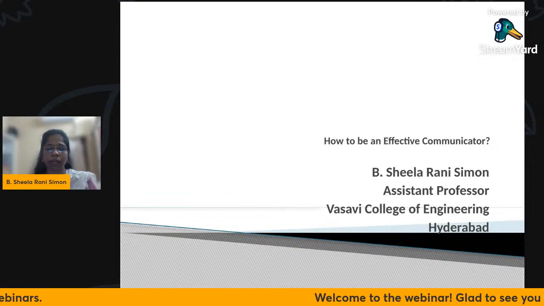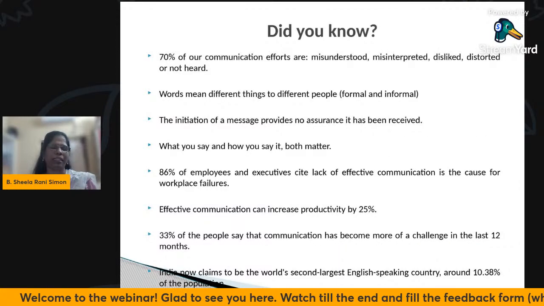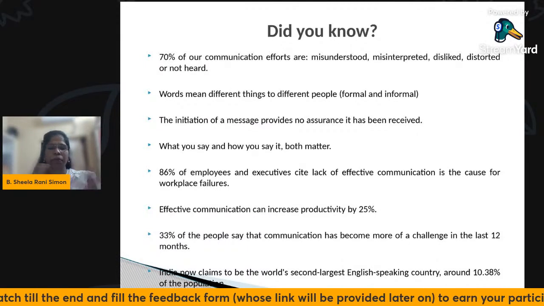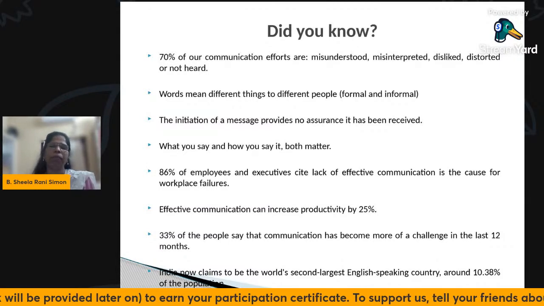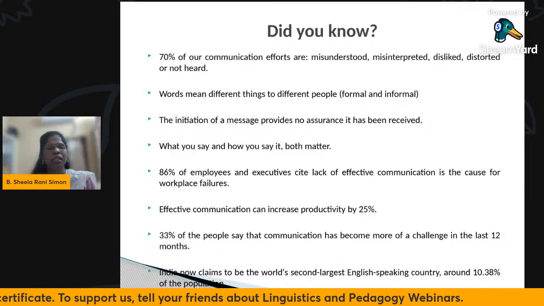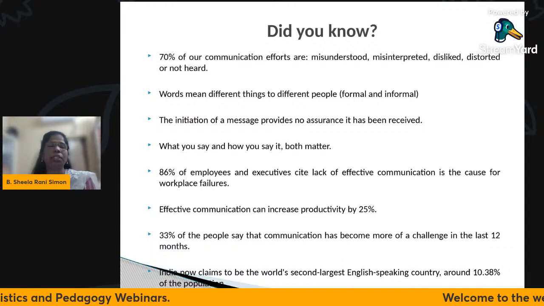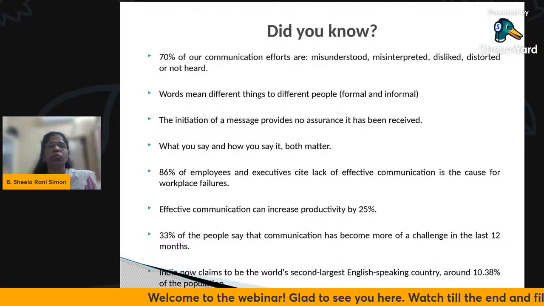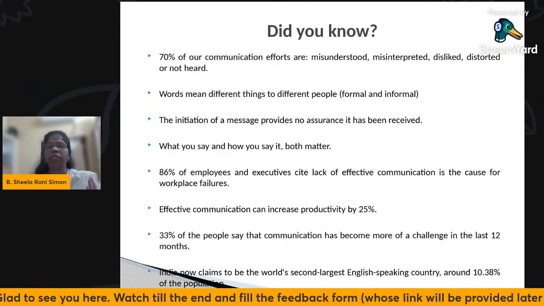My first slide is about certain things that you should know. I named the slide: do you know what this entire process of effective communication is all about. I have some stats here that will help you understand why effective communication is the need of the hour. On the slide, we have certain percentages saying that communication is an effort, an art, something that you and I should learn, because communication is so important in all spheres of life.